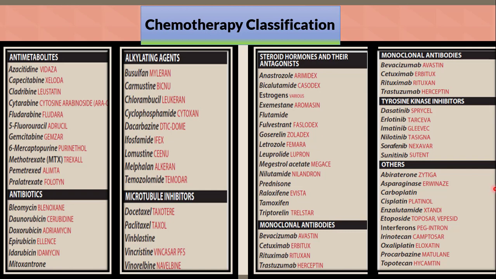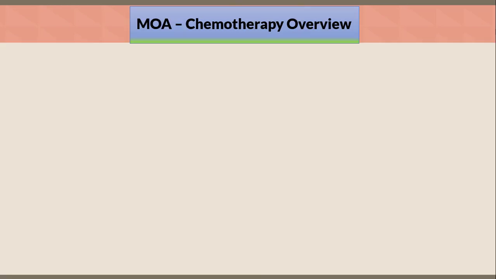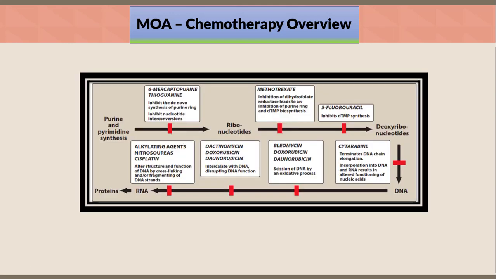enzalutamide, etoposide, interferons, irinotecan, oxaliplatin, procarbazine, topotecan. Now we're gonna demonstrate the chemotherapy mechanism of action blueprint, and to have a full understanding of this mechanism of action in this slide, we should go back to this slide after finishing studying module 3.